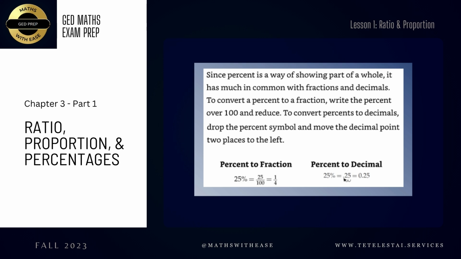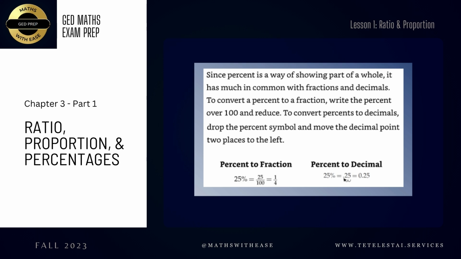So to convert a percentage to a fraction, you want to write the percentage over 100, and then you want to reduce to the lowest terms. To convert percentages to decimals, you want to drop the percentage symbol, and then you're going to move your decimal point 2 places to the left.